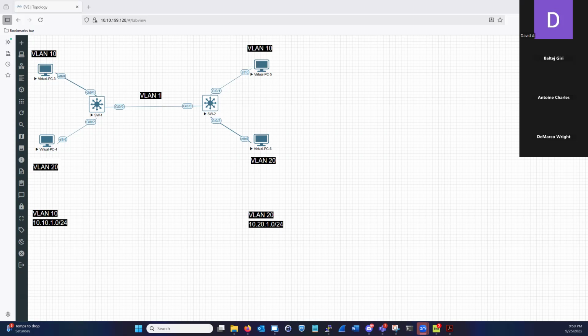Because what is a local area network? It is a broadcast domain. A virtual local area network is just a VLAN, a local area network that's configured via software. That's it.